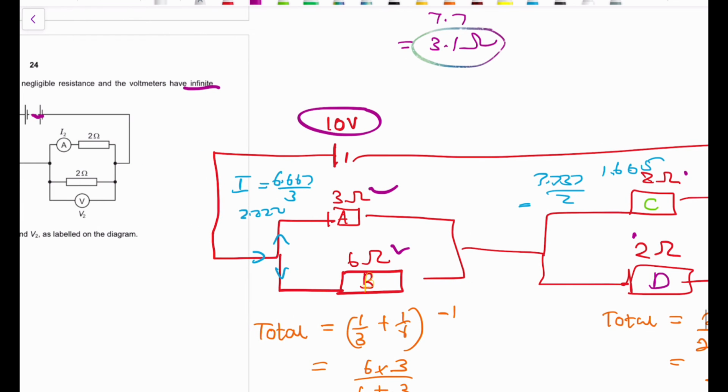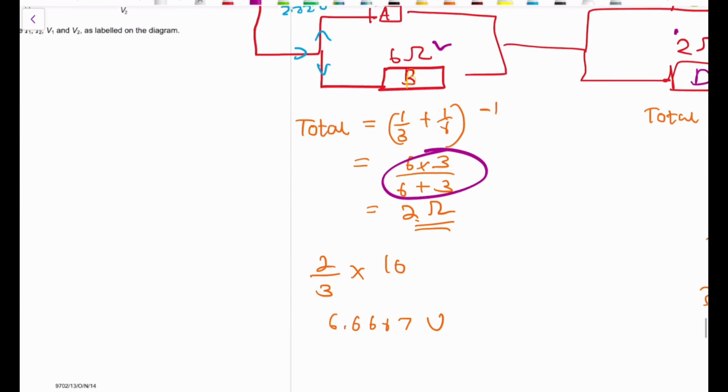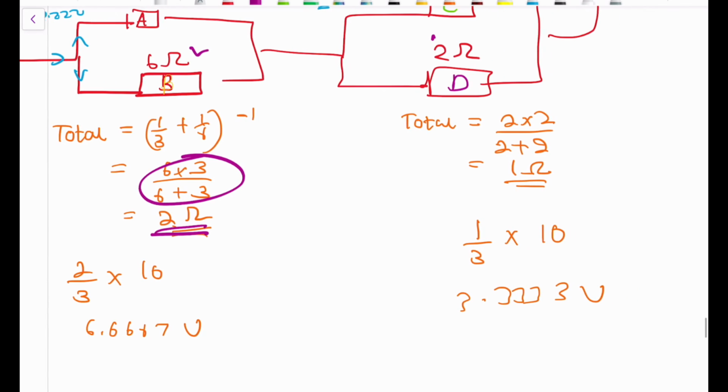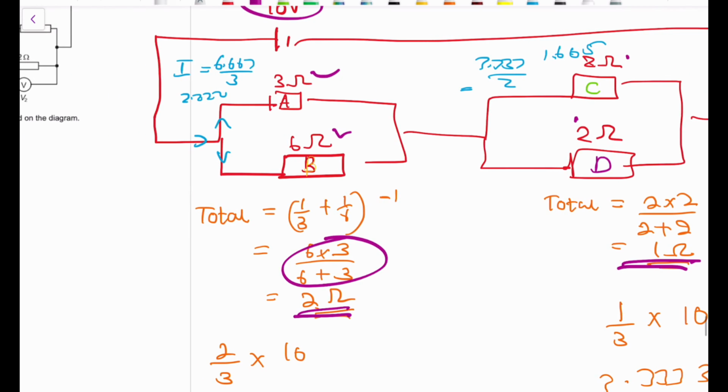So we can basically find the total resistance across this whole setup, and the total resistance will be 1 over 3 plus 1 over 6, or product over sum, 6 times 3 over 6 plus 3, right? So you get a total resistance of 2. Then for the other one, you're going to have 2 times 2 over 2 plus 2. You're going to get a total resistance of 1. So you have a resistance of 2 over there, resistance of 1 over there.